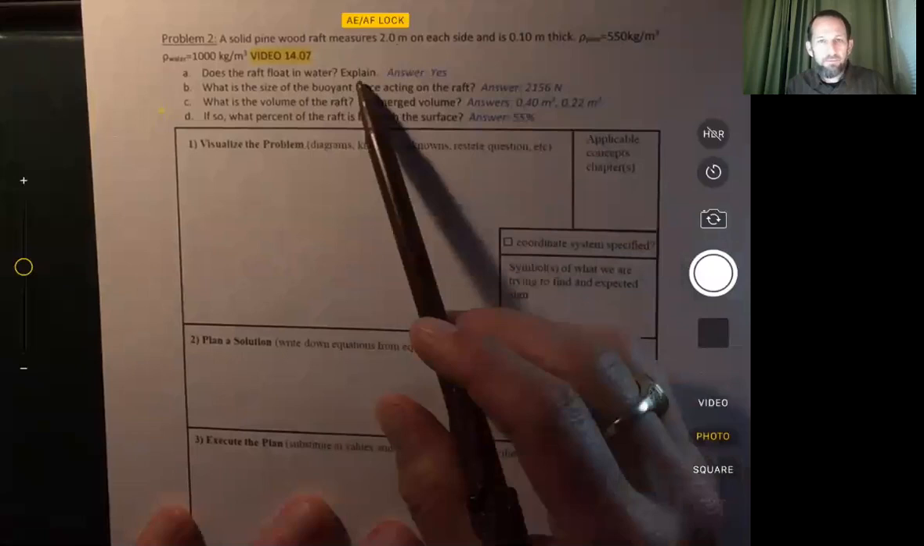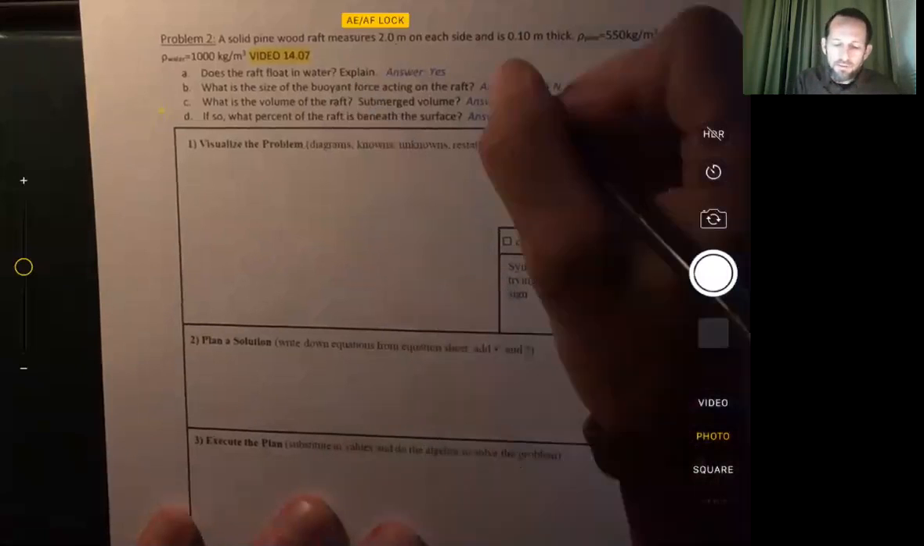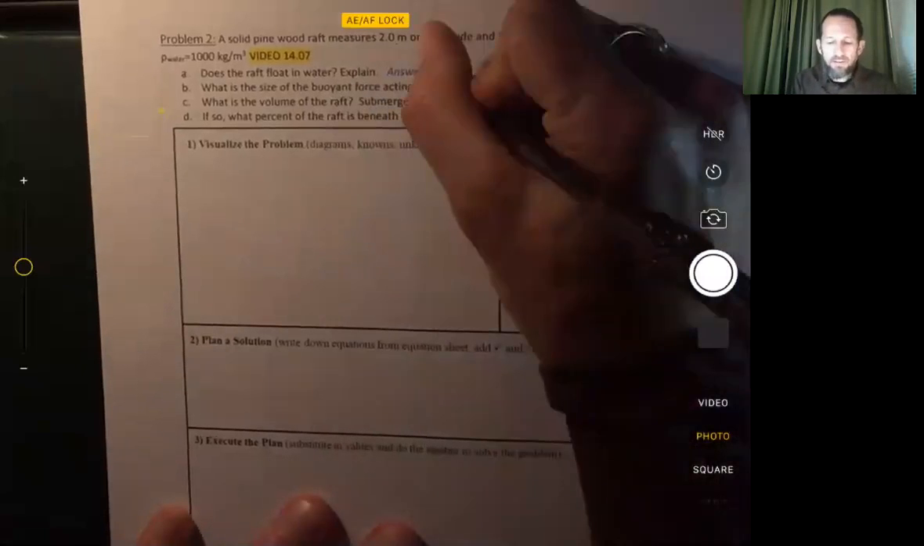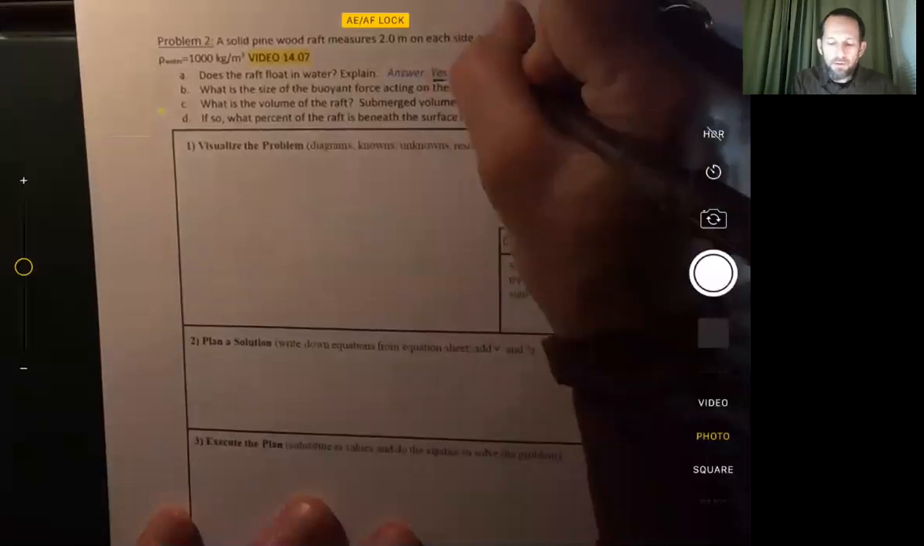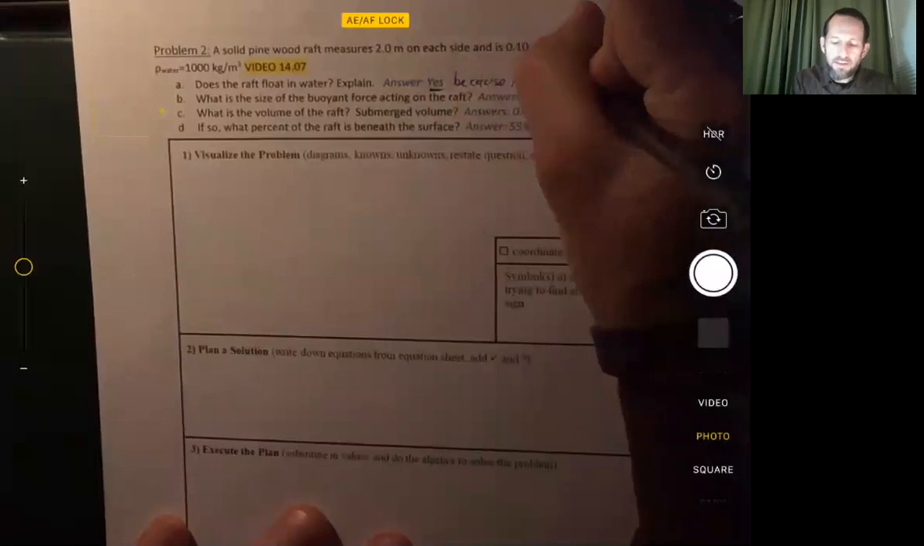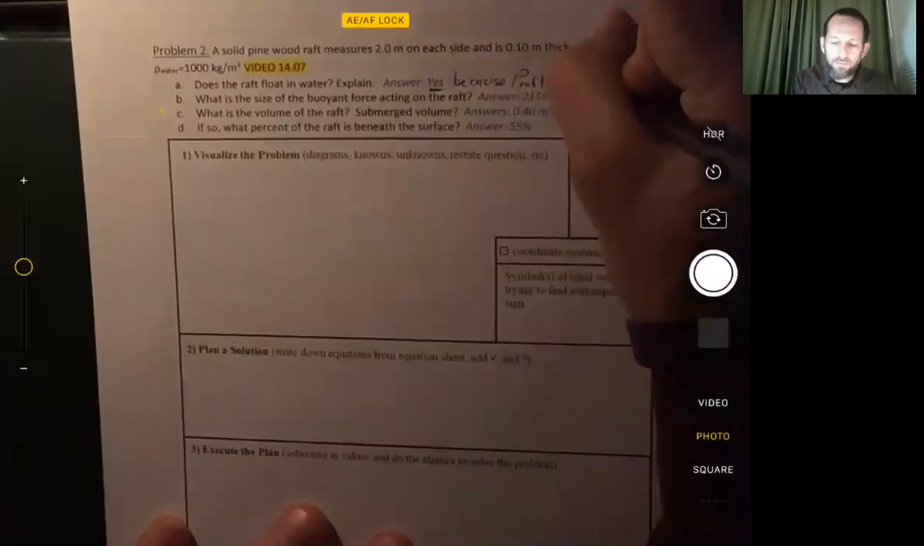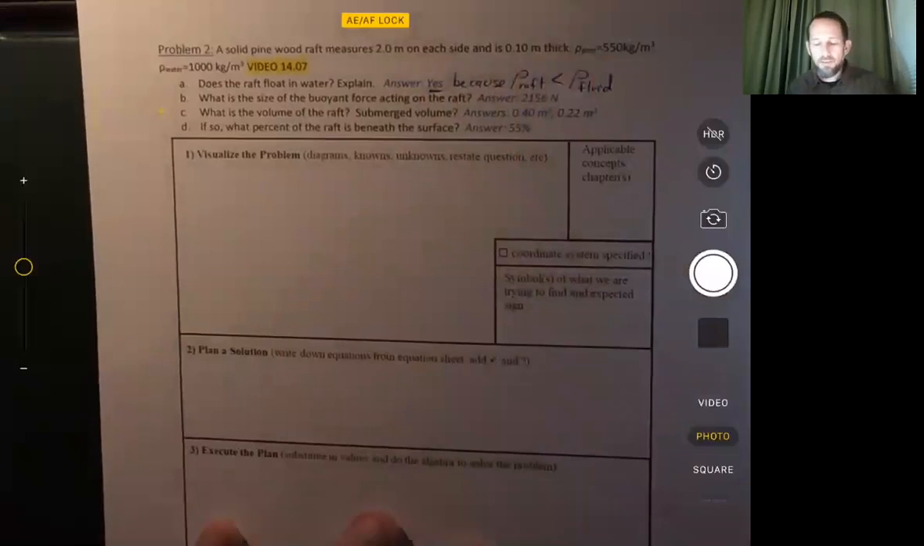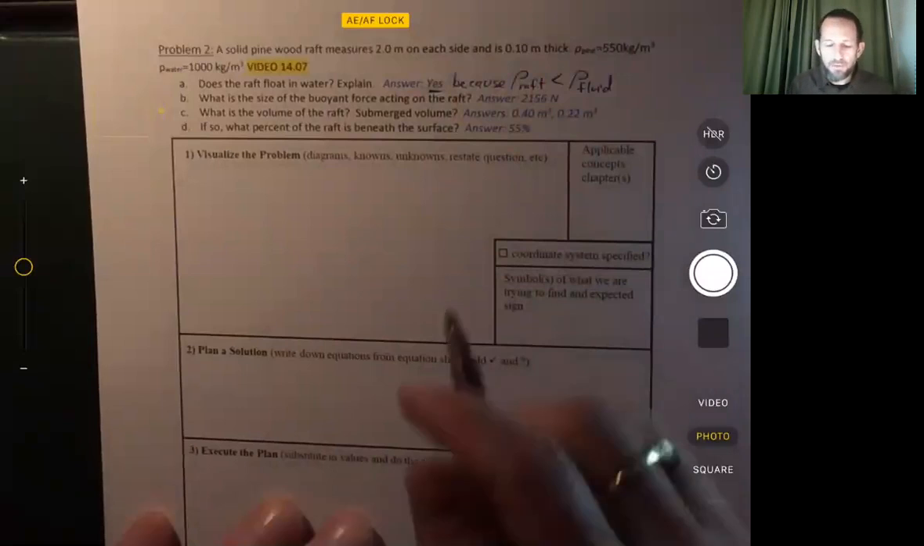First thing, does the raft float in water? And explain. Well, for this, the answer obviously is yes, because the density of the raft is less than the density of the fluid. Anytime the density of an object is less than the density of the fluid it's in, that object is going to float. That's the reason a helium-filled balloon will float in a room filled with air. Air is the fluid, and the helium-filled balloon has a density less than the air. All right, so same idea here.